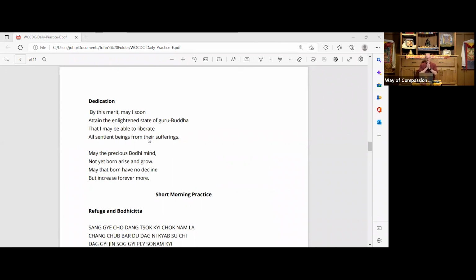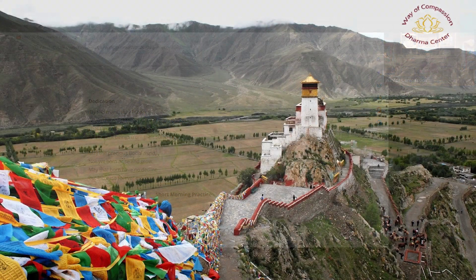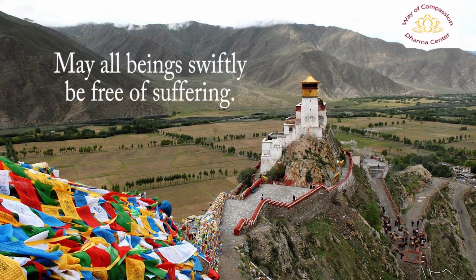And let us dedicate. By this merit, may I soon attain the enlightened state of Guru Buddha, that I may be able to liberate all sentient beings from their sufferings. May the precious Bodhi mind not yet born arise and grow. May that born have no decline, but increase forevermore. Om Tare Tu Tare Tu Re Soha.